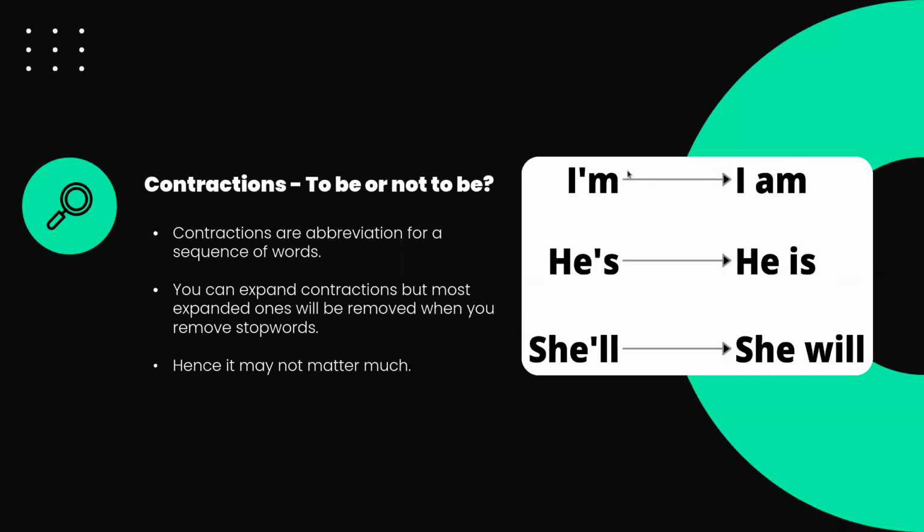But usually, should you be removing contractions? I'll say if you are doing a classification task, especially with ML models, you'll end up removing the stop words. So if you break them, they are going to be removed eventually, like I, he, she, will, is, am. These are all stop words. So it may or may not matter that much. But contraction expansion is sometimes helpful in other sorts of tasks, right?